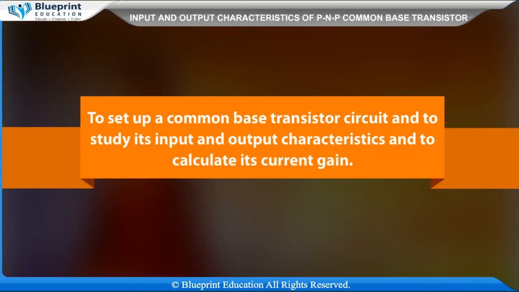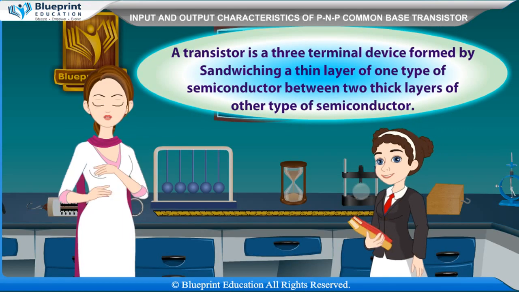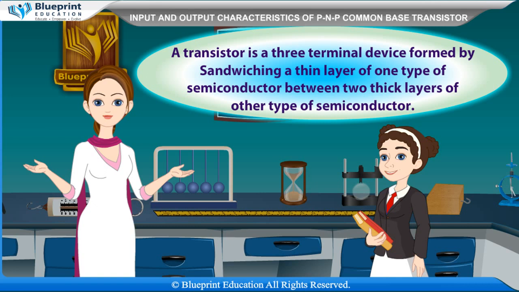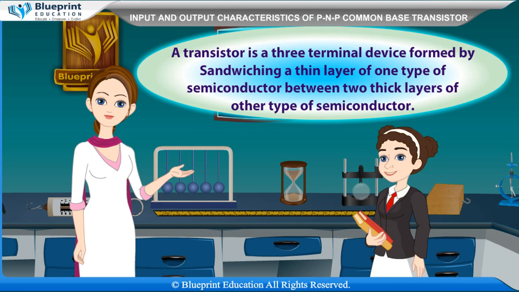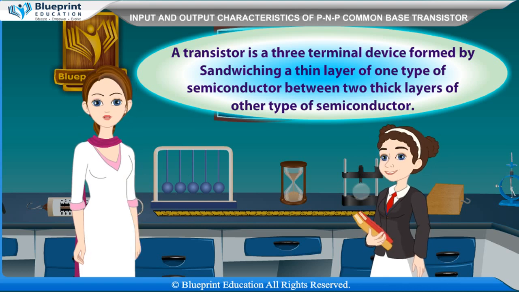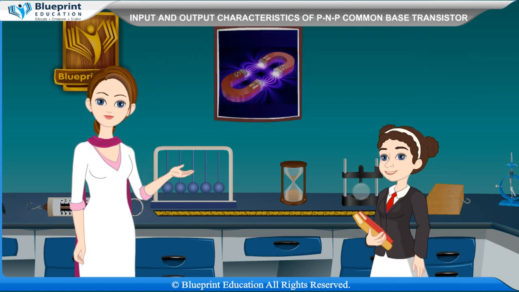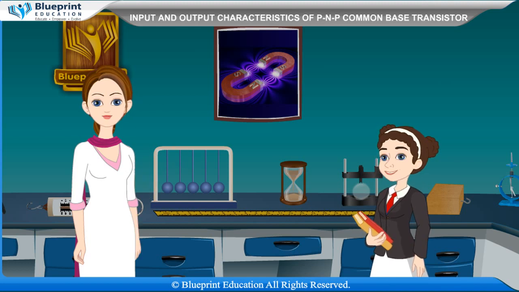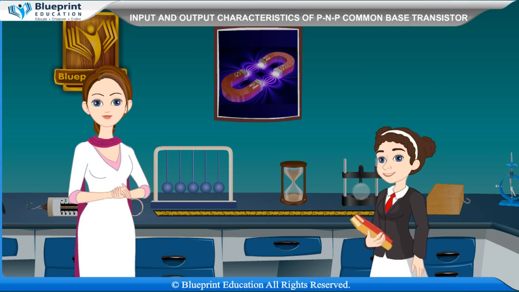To set up a common base transistor circuit and to study its input and output characteristics and to calculate its current gain. A transistor is a three-terminal device formed by sandwiching a thin layer of one type of semiconductor between two thick layers of other type of semiconductor. A transistor works as switched off for its cut-off region and works as switched on for its saturation region.